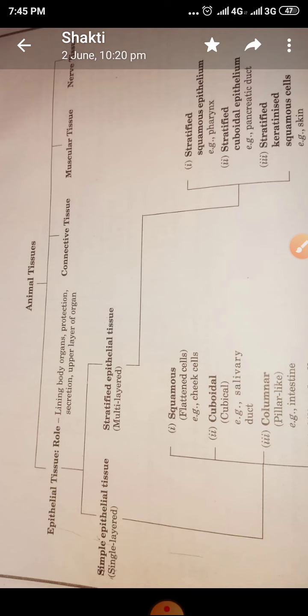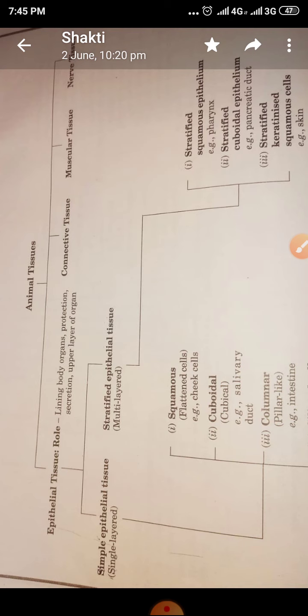Today we are going to study animal tissue. Just before the holidays, we already learned plant tissue, and in animal tissue, epithelium tissue. Now we learn epithelium tissue in brief again, and then the second and third types of tissues.